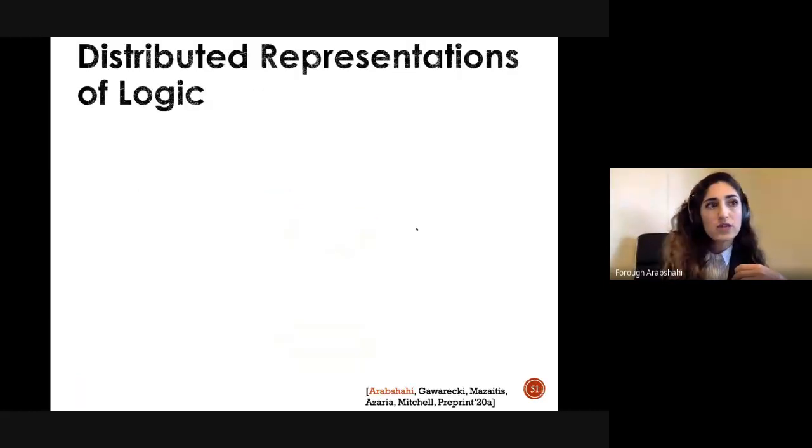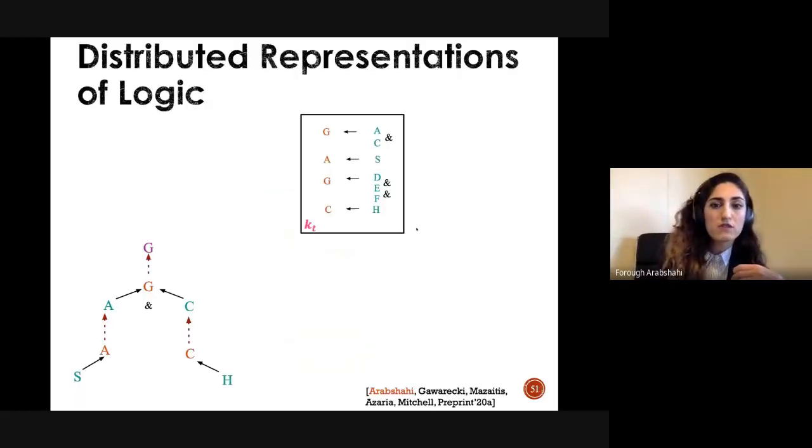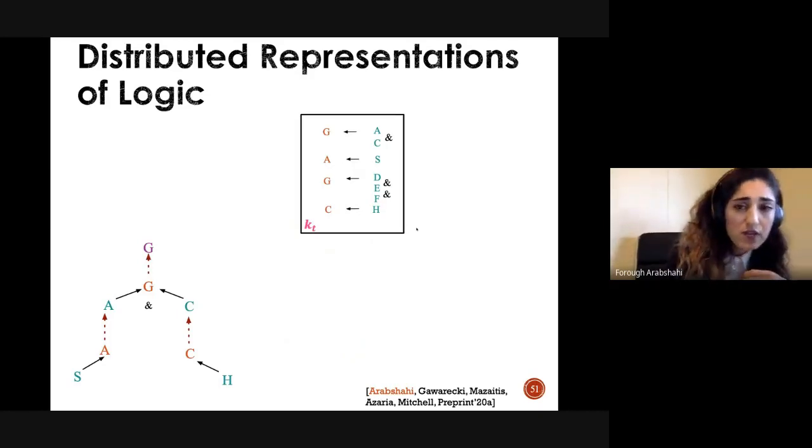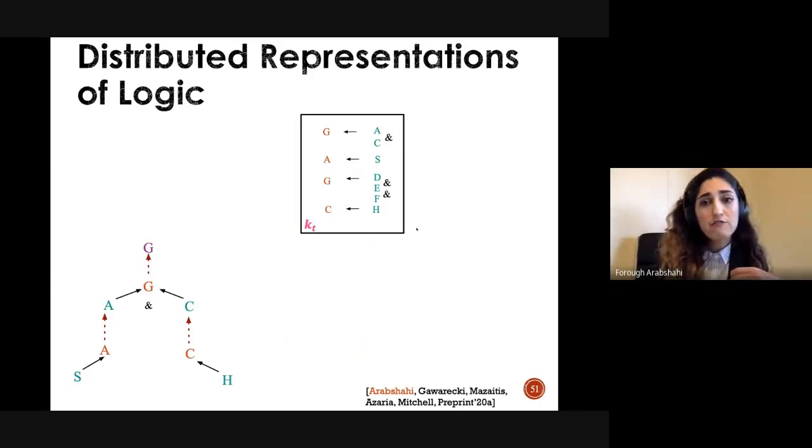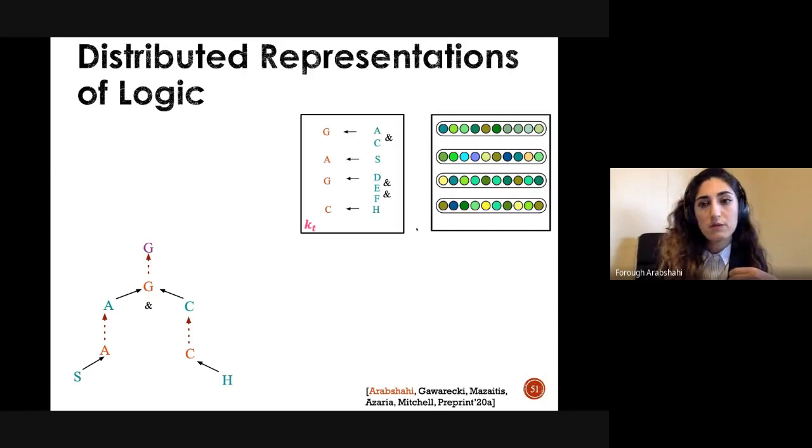So let's see how we can learn these distributed representations of logic. We are given a background knowledge KT for which we want to learn distributed representation. So we will have a distributed representation for each entry in that background knowledge. And our training data is a set of proof traces that are submitted as queries to this background knowledge.